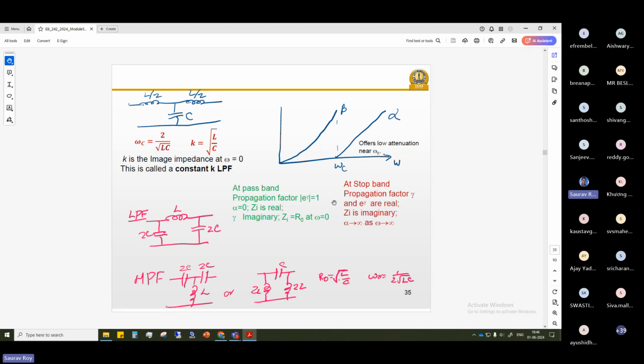So now, which parameter in the plot will determine the roll off? Can you tell? Alpha. Yes, alpha will determine the roll off. Now here in this plot, you see after omega C, alpha increases. That will lead to the roll off. So what do you guess? How will the roll off be? Is it good or bad? Ideally we should have a very high roll off, but practically we cannot achieve that. From this plot, how do you think it will be?